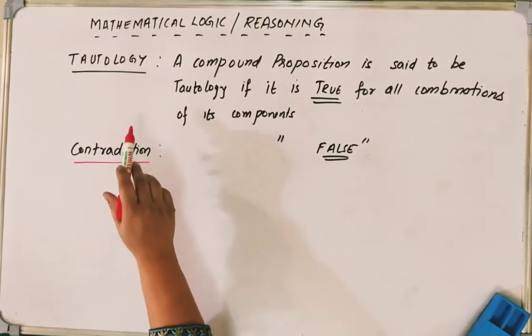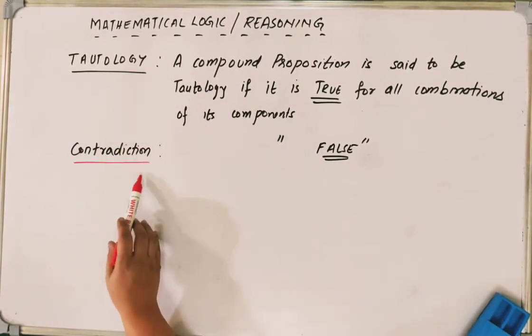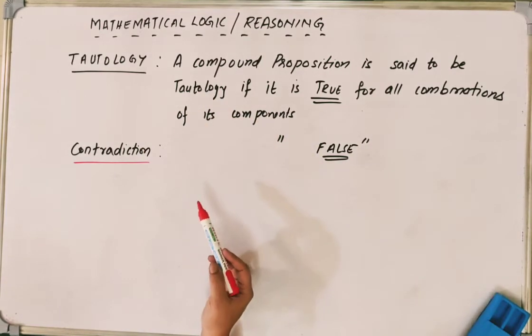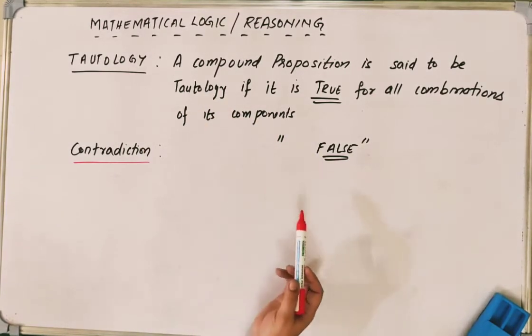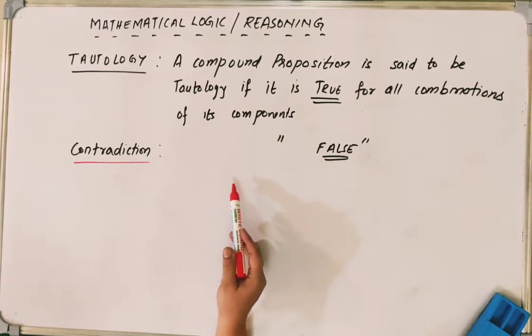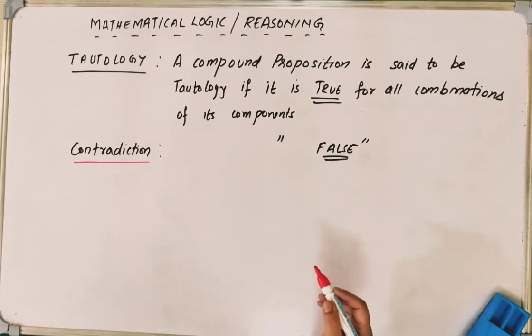There are two concepts in mathematical logic. One is tautology and contradiction. What is tautology? If we have a compound proposition, say we have multiple statements, multiple propositions like P, Q, R and so on. If all the components of that particular proposition give the value true, then it is called tautology.